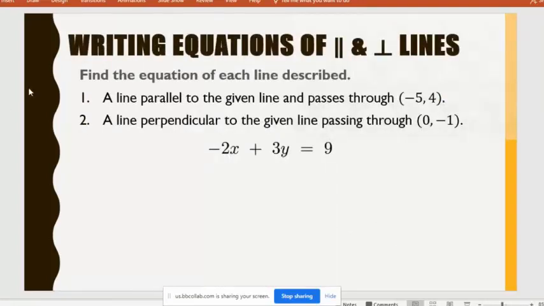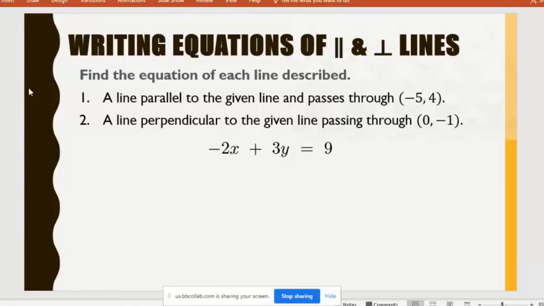Okay, so lastly, writing equations of parallel and perpendicular lines. So here's a good thing. It's no harder than writing equations of other lines. But the difference is you have to know that parallel lines are slanted the same way, and so their slopes are equal. So parallel lines have equal slopes. Perpendicular lines are not slanted the same way. They intersect at right angles, but their slopes do relate to one another.